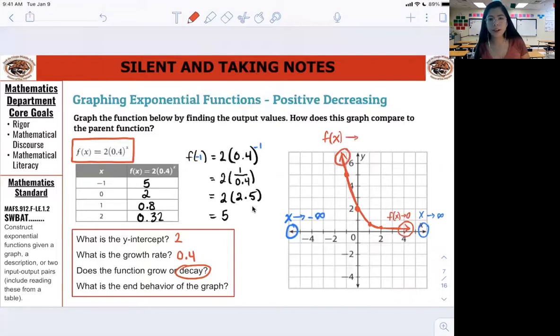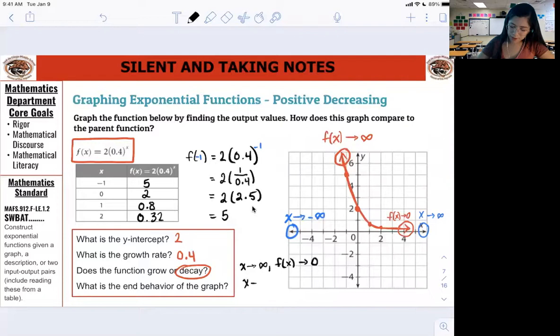As x approaches negative infinity. Good. We are going to infinity and beyond. So there's our two end behaviors. Let me write them down over here. As x approaches infinity, f of x is approaching 0. As x approaches negative infinity, f of x is approaching positive infinity.